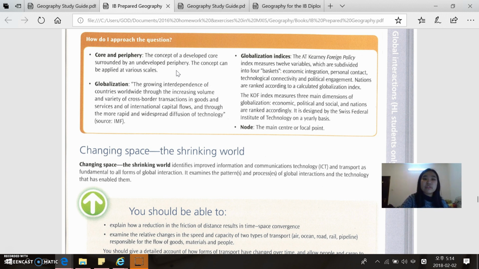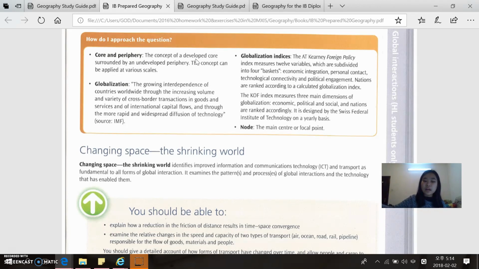Okay, so core and periphery, the concept of a developed core surrounded by an undeveloped periphery. Of course, the core is usually talking about more economically developed countries who have better financial conditions and other environmental conditions than the peripheral countries surrounding it. Like the United States, and maybe Mexico could be the periphery, because a lot of migrant workers from Mexico are actually going into the United States.